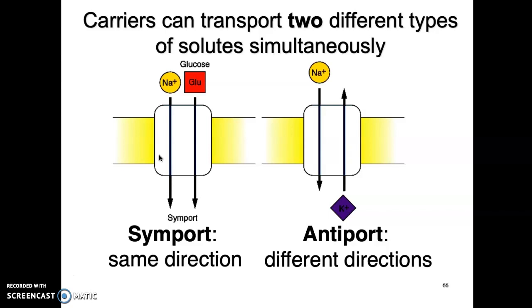Here we go. So carriers can transport two different types of solutes at the same time. If they're going in the same direction, we're going to call it a symport. If they're actually being transported in opposite directions, we're going to call it an antiport. Symport and antiport. So the glucose example is, in order to bring glucose against its concentration gradient, I do it with the aid of sodium. And that's a symport. They're both going in the same way. An antiport, you'd bring sodium in and, for example, potassium out, which is the sodium-potassium pump that we will refer to later.